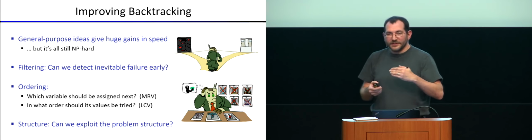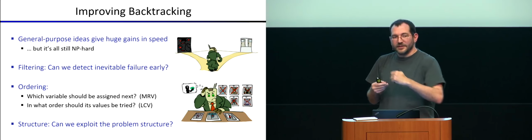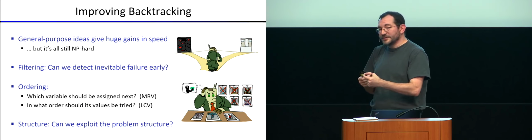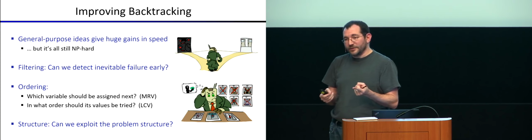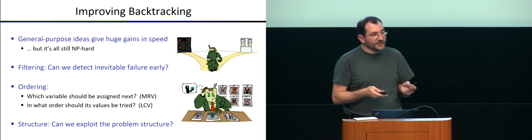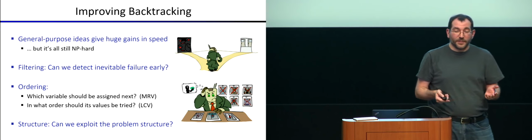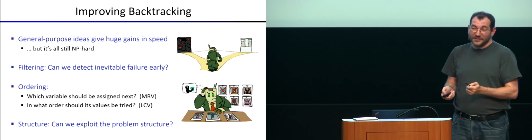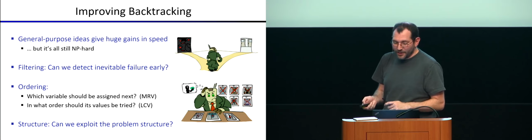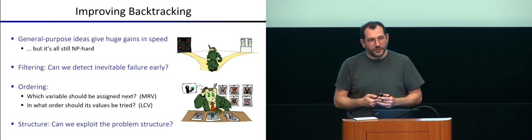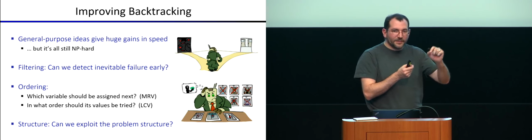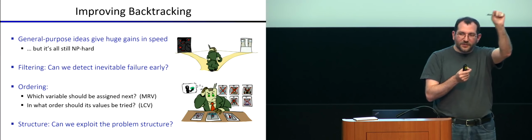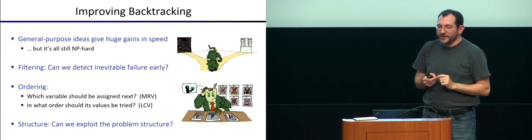Filtering did that sort of propagation and look ahead to check to see whether there were consequences of the assignment that I just made. And we looked at forward checking, which isn't very good, and enforcing arc consistency, which is much better as a filtering mechanism. It's still not perfect because these are still NP-hard problems, but it's a lot better than forward checking, though it comes with a computational cost. So that's filtering. Every time I make an assignment, I look ahead to see if there's any sort of doom on the horizon, and I backtrack if there is.